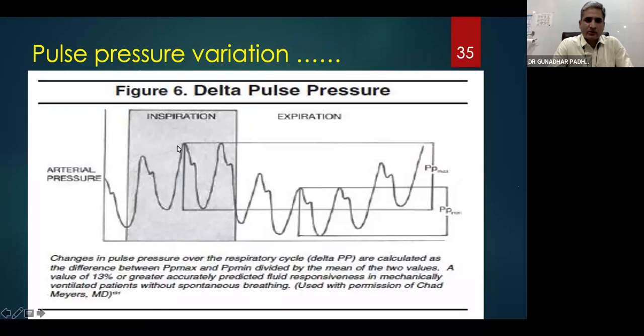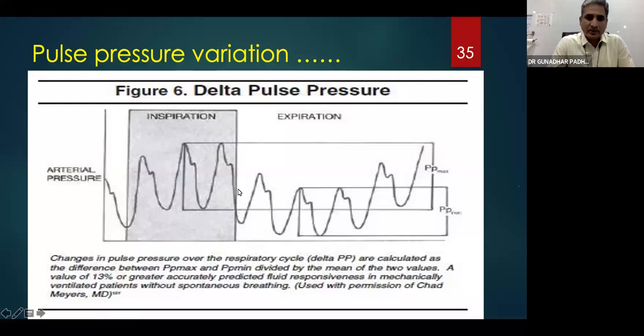Okay, so you can see this is the systolic pressure at the peak of the respiratory cycle. The changes in the pulse pressure over the respiratory cycle, which is called the delta pulse pressure, are calculated from the difference of P max and P min. So what is P max? Basically, it is the maximum systolic pressure, the maximum pulse pressure, and the minimum pulse pressure is called the P min.